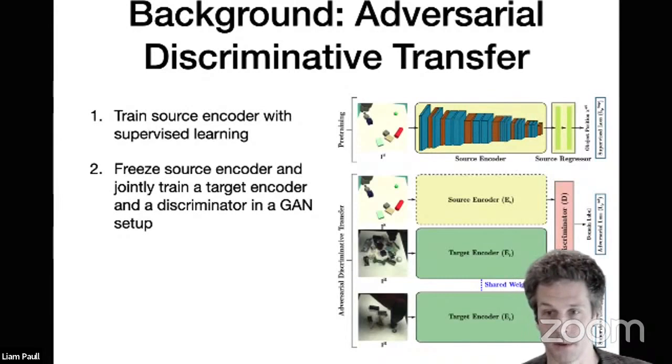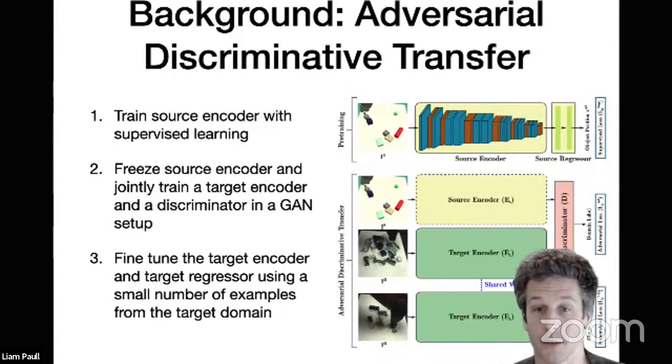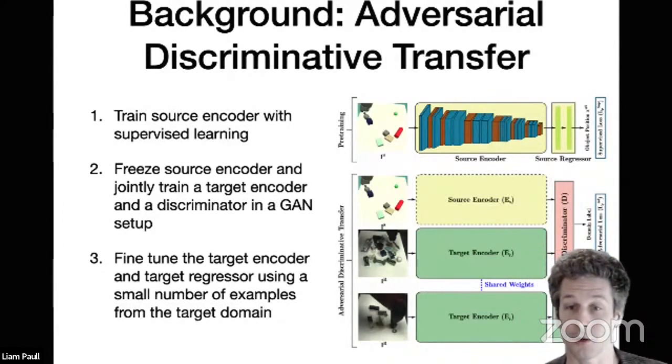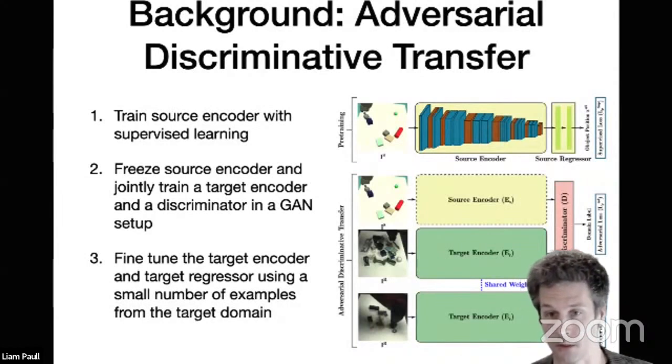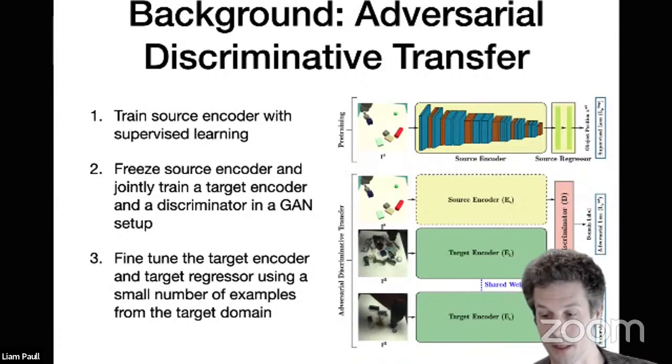in this GAN setup. And then step 3 is if we have a little bit of data from the target domain, we can fine tune the target encoder and the target regressor using a small number of examples from the target domain. So this is the sort of 3-step approach. We're going to train the source encoder, freeze it, use a GAN to train the target encoder, and then fine tune the target encoder with any small amount of the data that we have with the supervised learning loss.